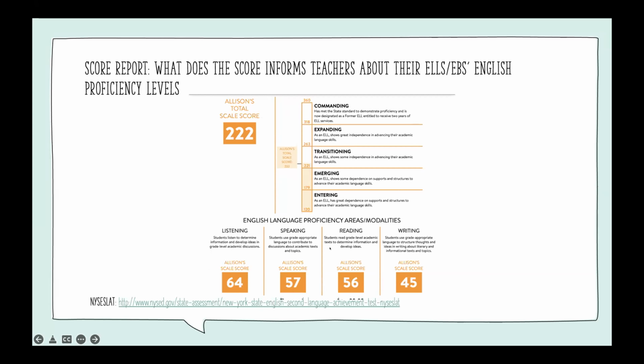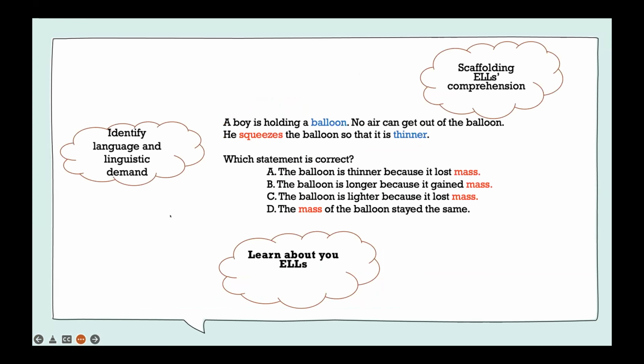We can also see those different scores for English language skills like listening, speaking, reading, and writing. So we can use those test scores as a resource to inform us. But back to our assessment task here, we can see that the vocabulary such as thinner, yes, as I mentioned, the squeeze, the mass, and also the balloon could be challenging for our English language learners, especially those newly arrived.